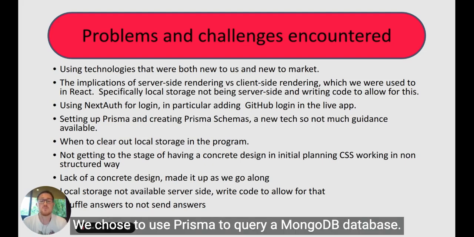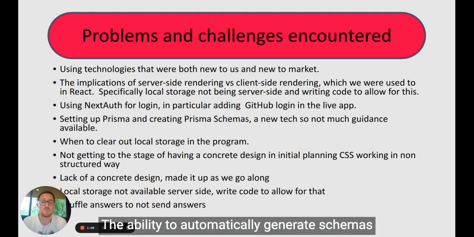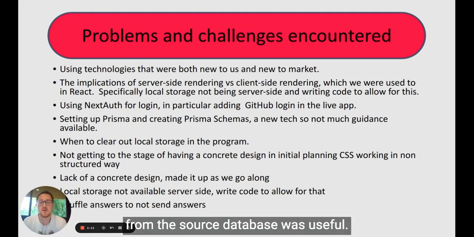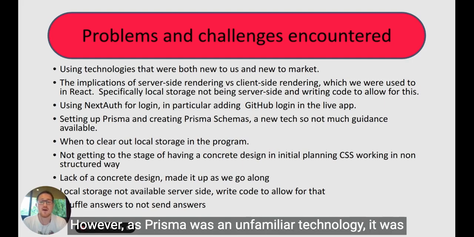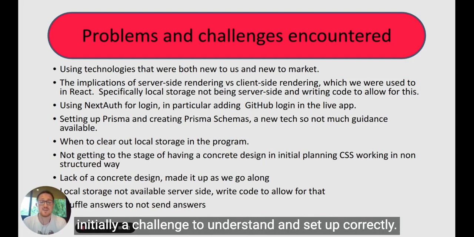We chose to use Prisma to query a MongoDB database. The ability to automatically generate schemas from the source database was useful. However, as Prisma was an unfamiliar technology, it was initially a challenge to understand and set up correctly.